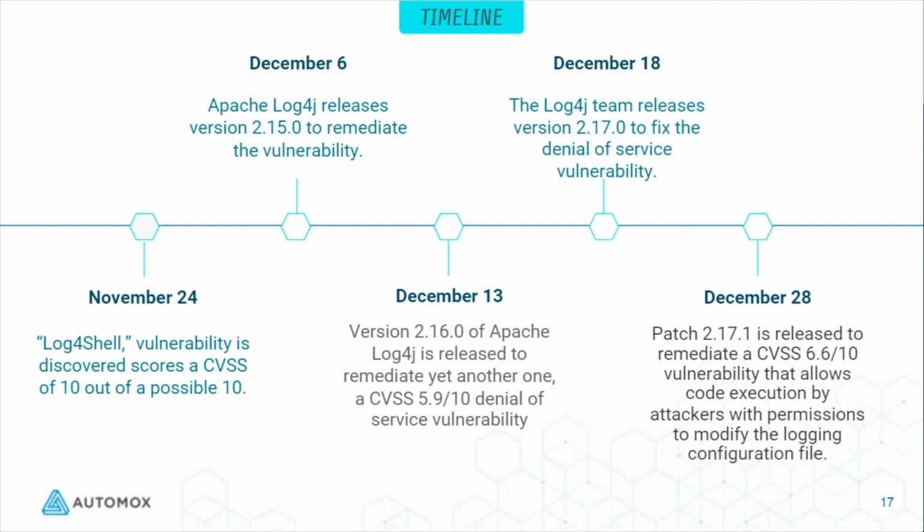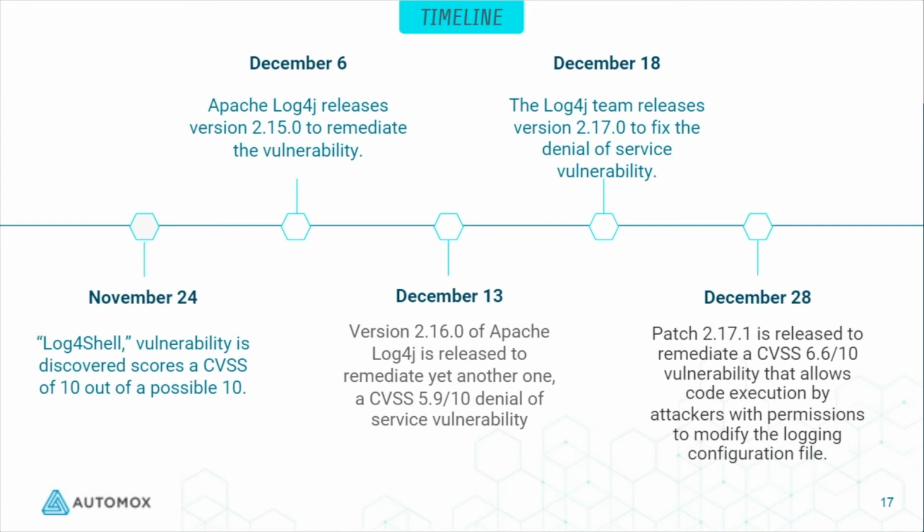After that, yet another vulnerability is discovered. This is CVE-2021-45105, and that scored a CVSS of 5.9 out of 10. It introduced a denial of service vulnerability due to infinite recursion in lookup evaluations. So on December 18th, the Log4j team released version 2.17.0 to fix the denial of service vulnerability.